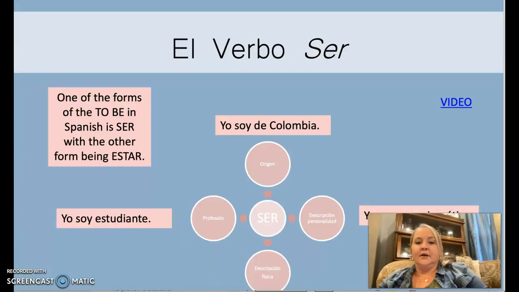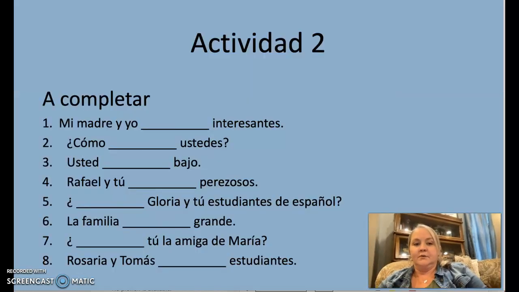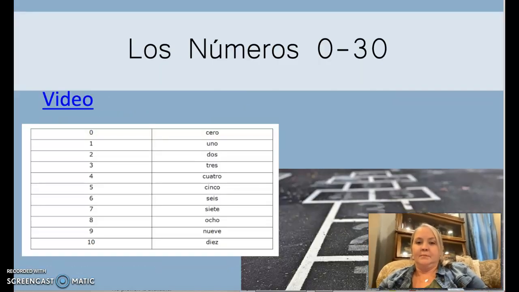We're going to be talking more about el verbo ser this module, and also be talking about the numbers.